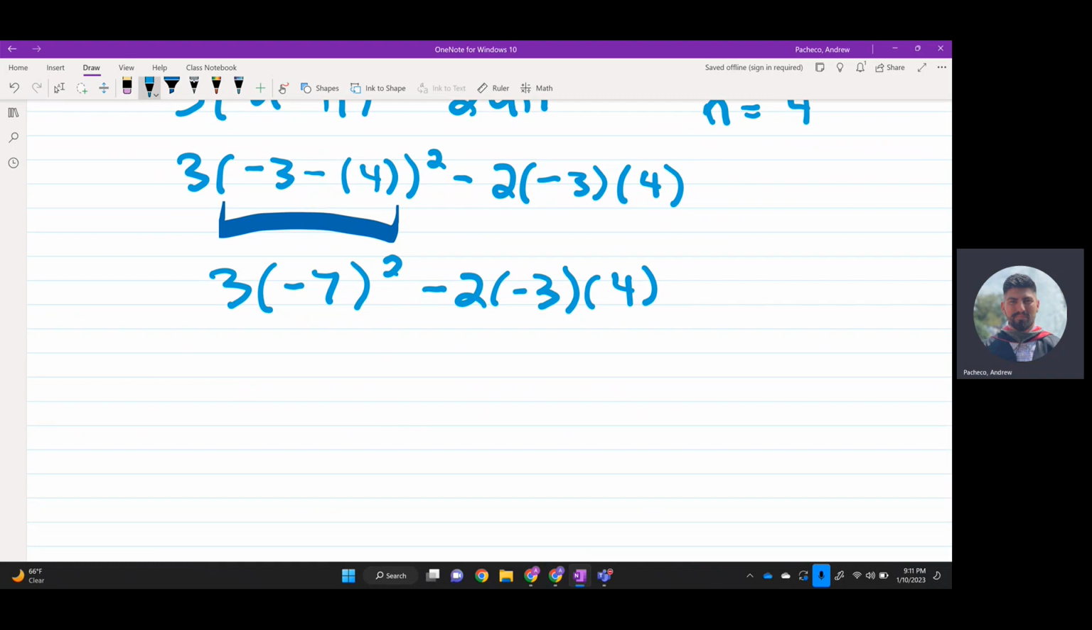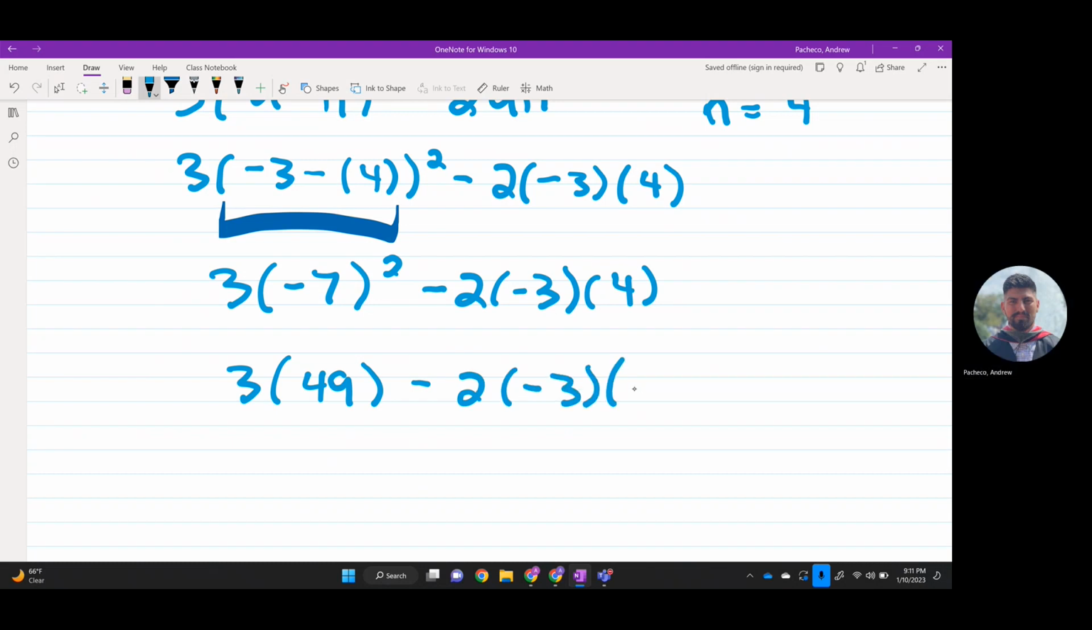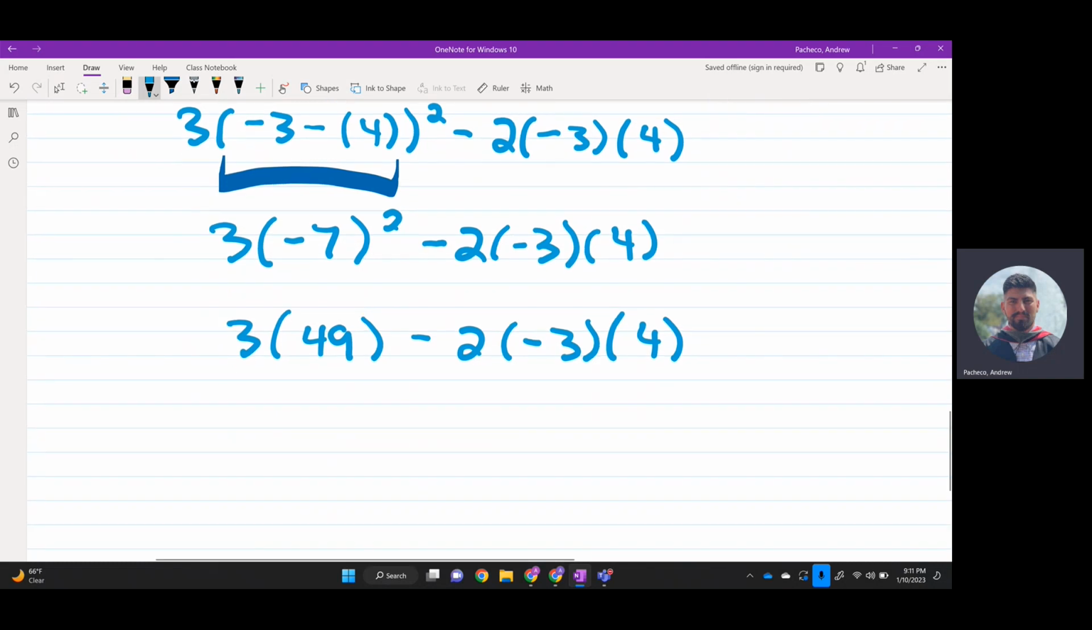Then the next thing I need to do is apply that exponent. -7 squared is going to be positive 49. It's 3 times that, and then I can start to multiply. So 3 times 49 is going to be 147. Then I'm going to multiply everything out on the left.